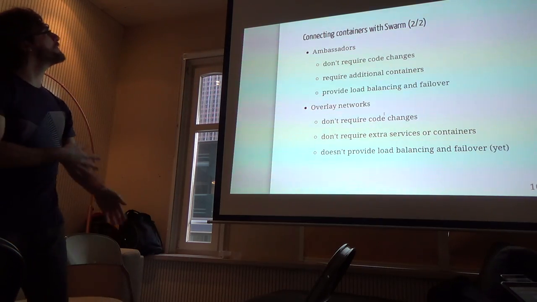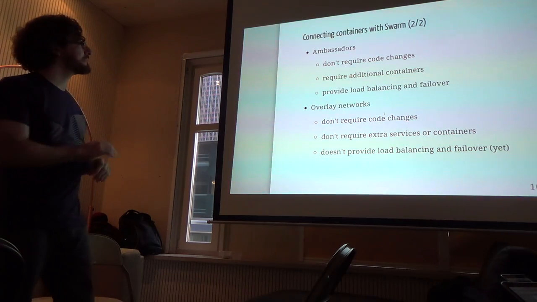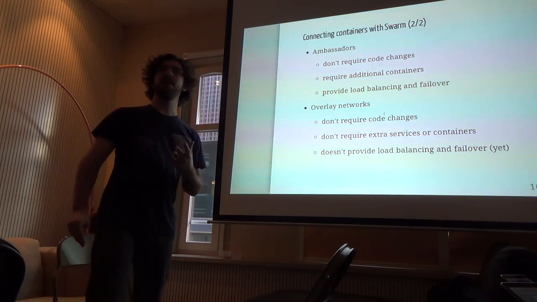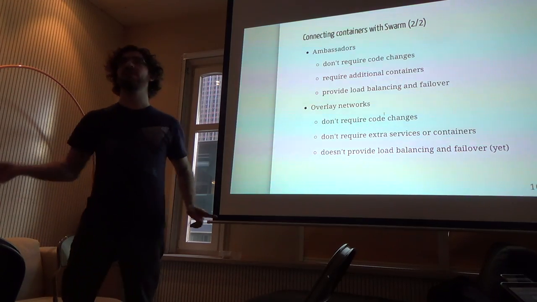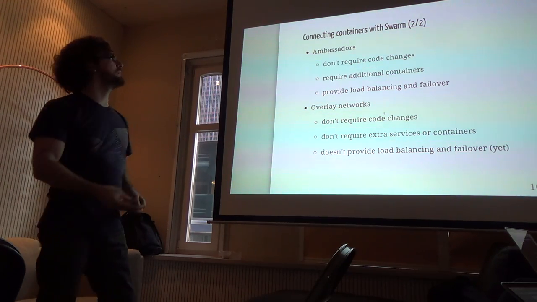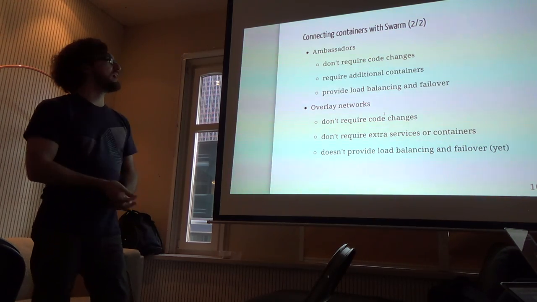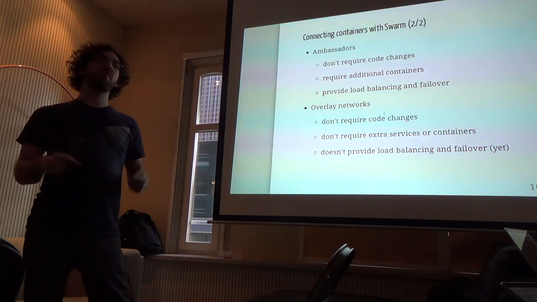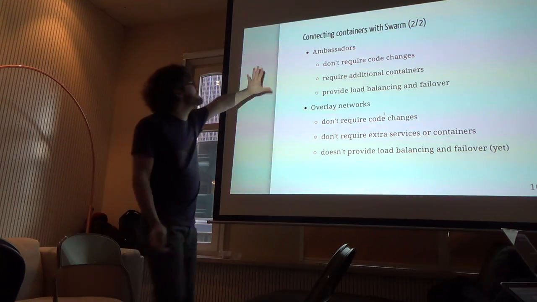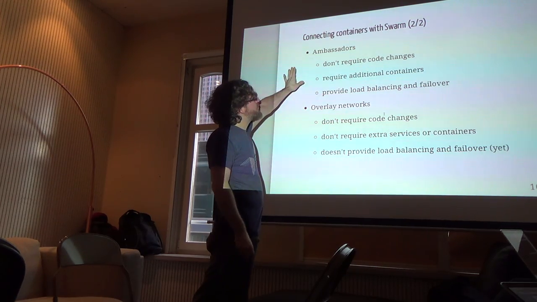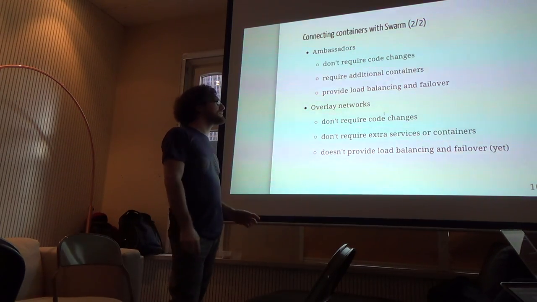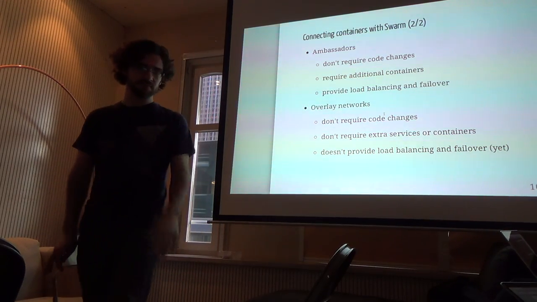Then the two methods that we want to use, the first one will be ambassadors, the other one will be overlay networks. So ambassadors, we already used that before for Redis, but here we will generalize the concept. So each time we have a dependency, like when Walker needs to connect to RNG and Hasher and Redis, we replace RNG and Hasher and Redis with ambassadors that will connect to the actual container. And overlay networks is the other option that we will see after, where we just bring up all the containers on a single network so they can contact each other directly. The difference between the two techniques is that with ambassadors, you can provide load balancing and failover because you can do whatever you want, but you require additional containers. With overlay networks, you don't need extra services or containers, but it doesn't provide load balancing and failover yet. Something that we're working on.